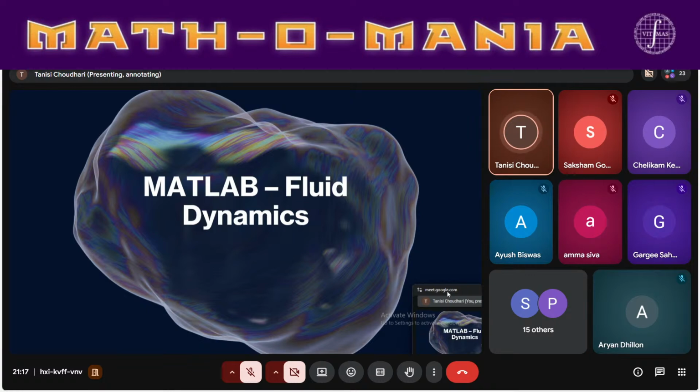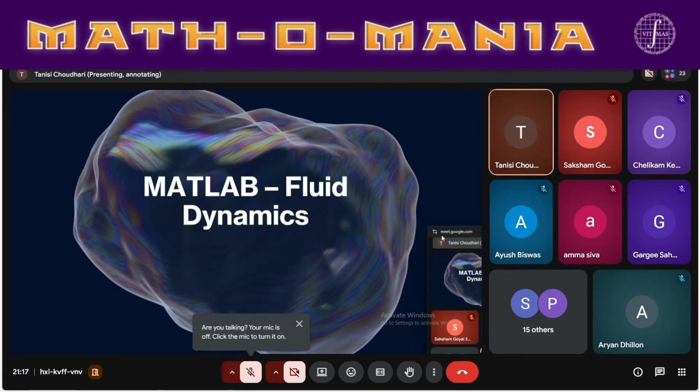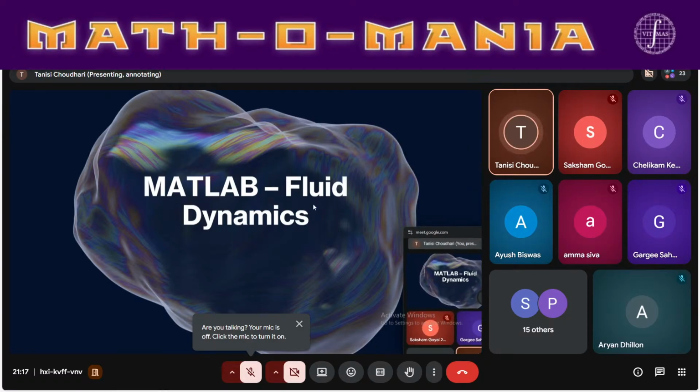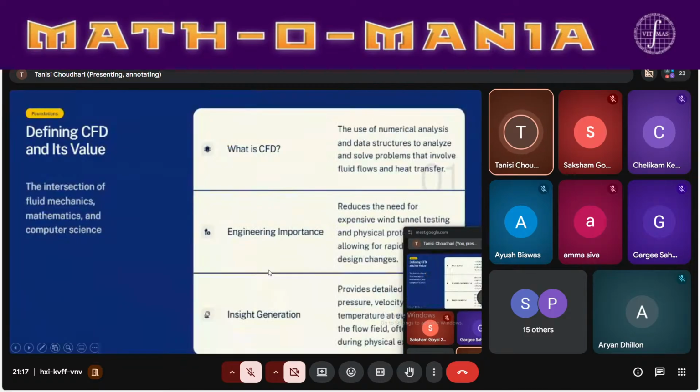Blood flow in an artery, or just the airflow inside the very particular room you're sitting in right now? Well, the answer to all of these questions is computational fluid dynamics, or CFD. And so let's just start our journey into this very topic. So, what is CFD?